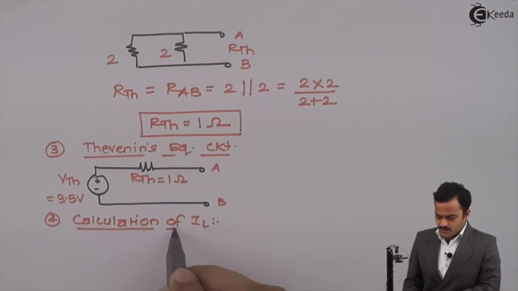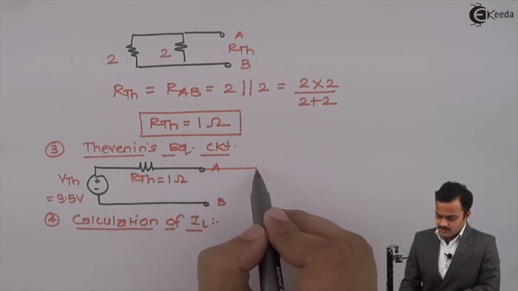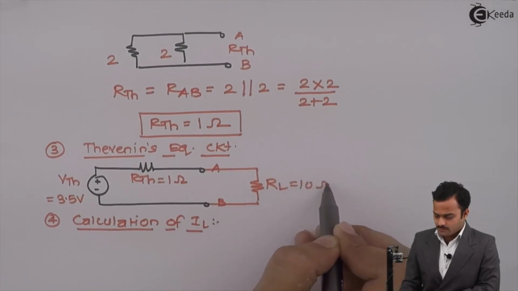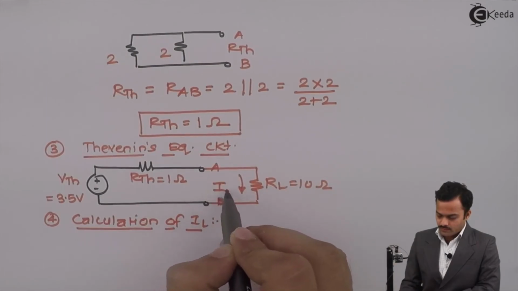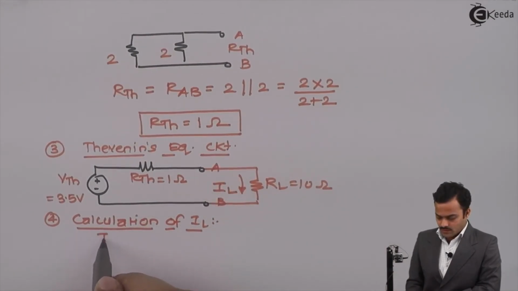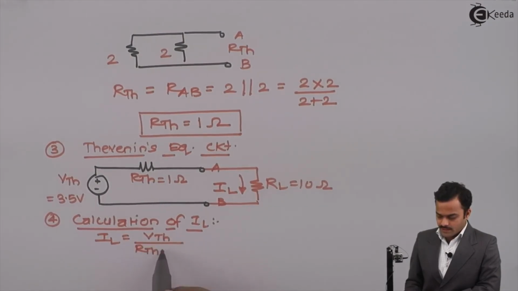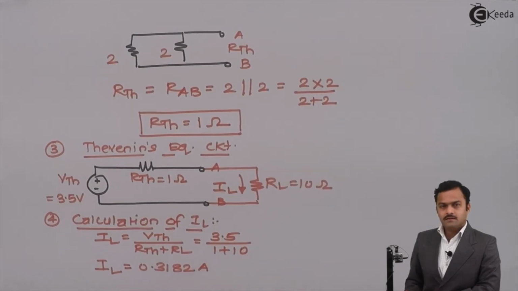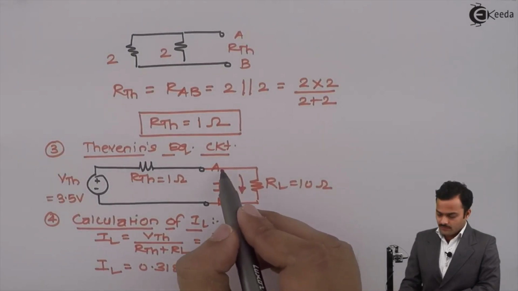In our case, we have removed load resistance which is equal to 10 ohm. So we will connect it back into the circuit because we need to find out current flowing through it. So IL equals VTH divided by RTH plus RL. So it is 3.5 divided by 1 plus 10. If I solve, I will get IL as 0.3182 ampere. A positive answer implies current will flow from A to B.